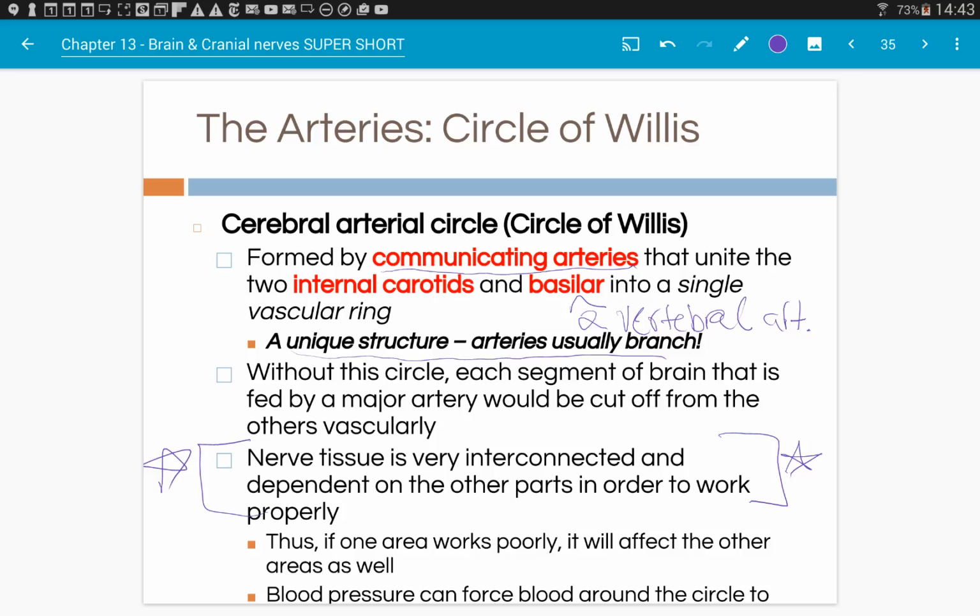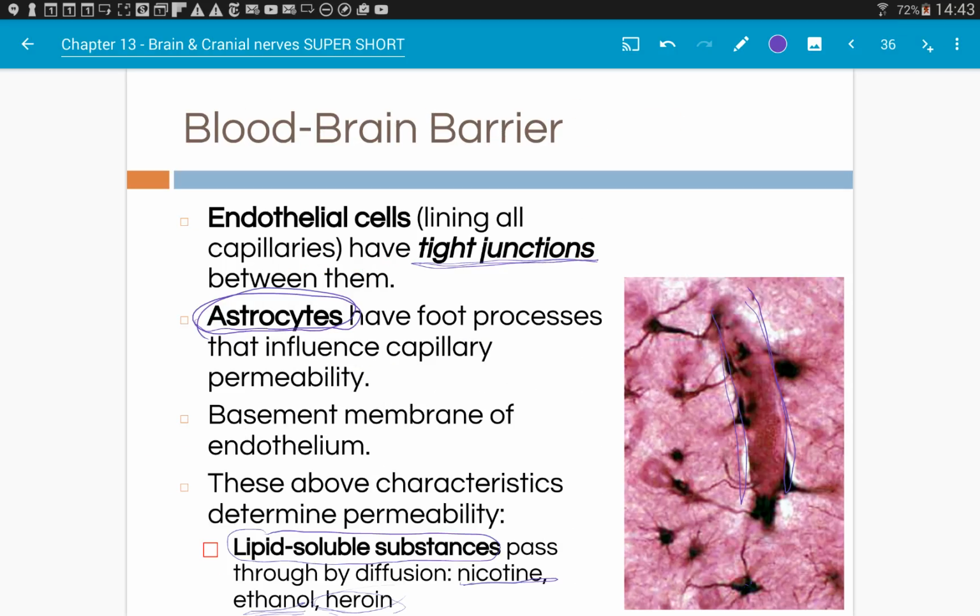But if we can keep the blood flowing to the whole brain with the pressure that's left from the rest of the arteries, the brain should still be able to function properly. So if one area works poorly, it will affect the others as well, and they will equally work poorly. And so the key is, as I mentioned before, that the blood pressure is what pushes blood around to the one area where it's not coming through, to supply blood so that tissue does not die. Okay? Important key of the circle of Willis.